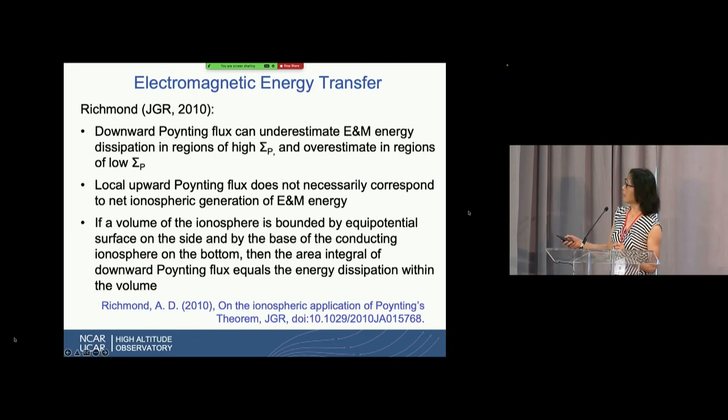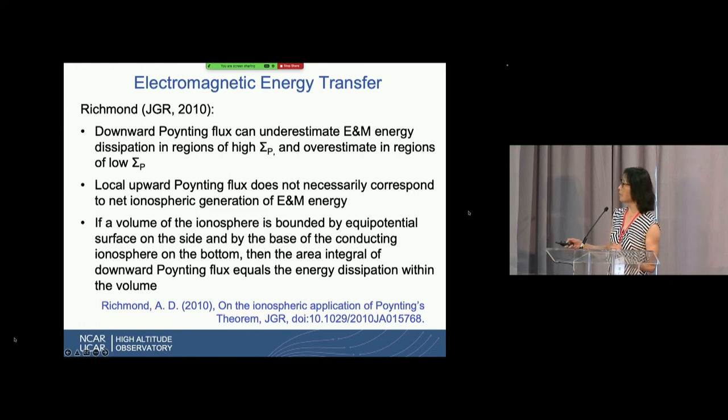And Art Richmond further pointed out in his 2010 paper that the downward Poynting flux, which many people in the field often just take to be the energy term, can underestimate electromagnetic dissipation in regions of high conductance, but overestimate it in the low conductance region. So you have to be careful what the Poynting flux value means in terms of energy dissipation. And a local upward Poynting flux does not necessarily mean there's a generator in the ionosphere. Only under certain conditions is the integrated downward flux associated with the energy dissipation.